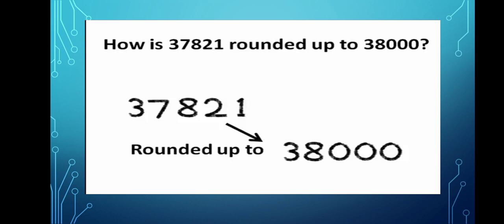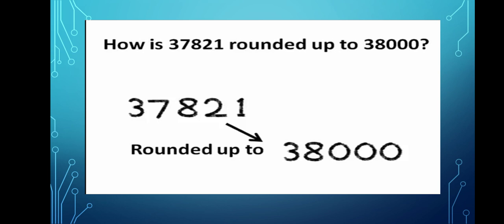How will we round off? One more example we can take: how will we round off the number 37,821 to the nearest 1000? What is in the 1000's place? We have 7. And to its right, in the 100's place, we have 8. 8 is greater than 4.